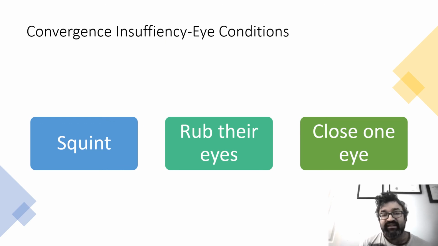What are some of the symptoms? It's important to go over symptoms because convergence insufficiency can be understood from squinting, rubbing eyes, or closing one eye.